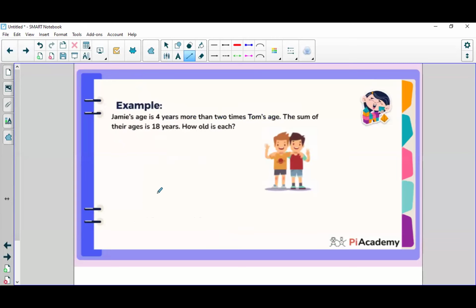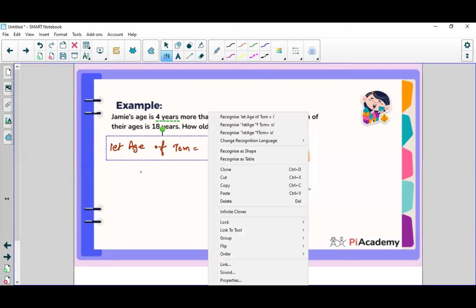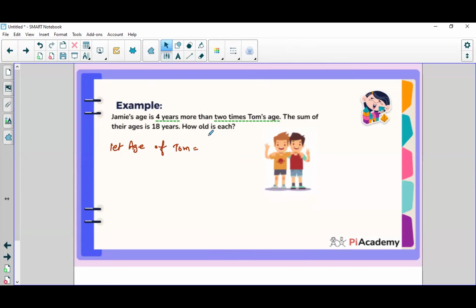Okay. Now you can look at this example here. What is this example? Jemmy's age is 4 years more than 2 times Tom's age. So here I can see the age of Jemmy is dependent upon the age of Tom. So what you can do here, guys, you can assume the age of Tom is X years. So let the age of Tom be X years only.